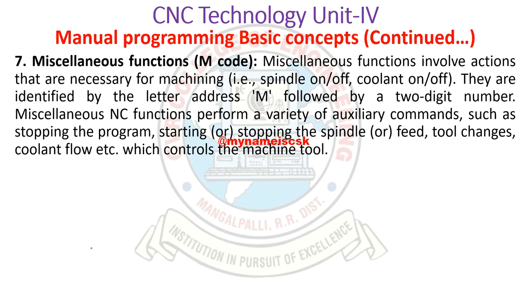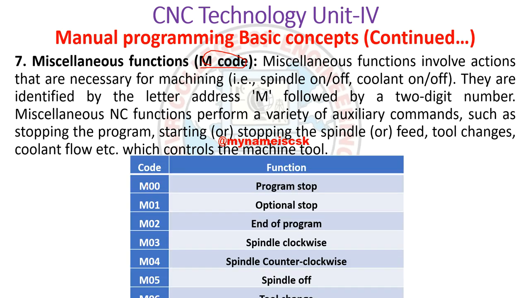Next, miscellaneous functions, nothing but M codes. These are the machine codes without which the machine will not start or stop. So M00 to M06. M00 program stop, M01 optional stop. We can stop and we can resume later. M02 end of the program. When it comes to the end of the program, it will stop. And M03 spindle will rotate clockwise. M04 spindle rotates counterclockwise or anti-clockwise. M05 spindle will be off. M06 tool will be changed. Completely the tool will be changed.